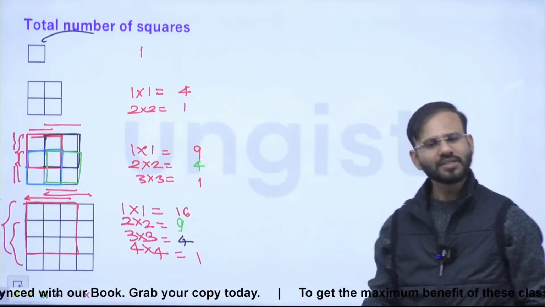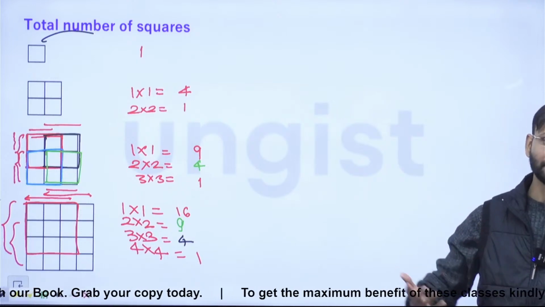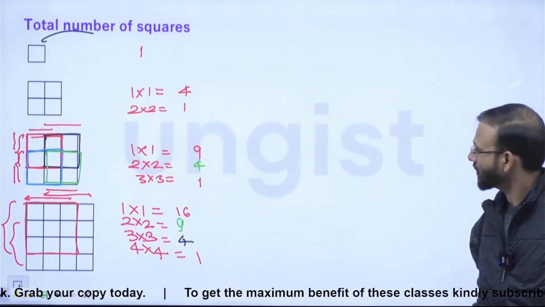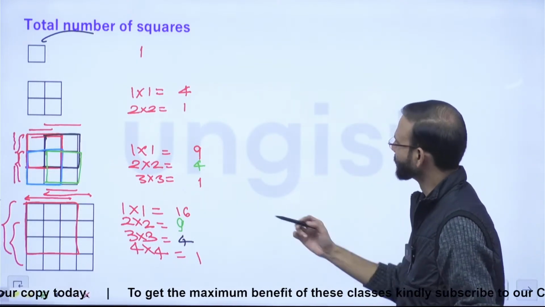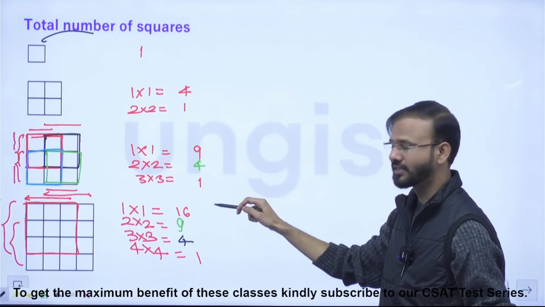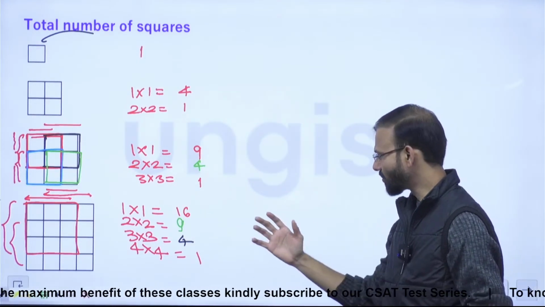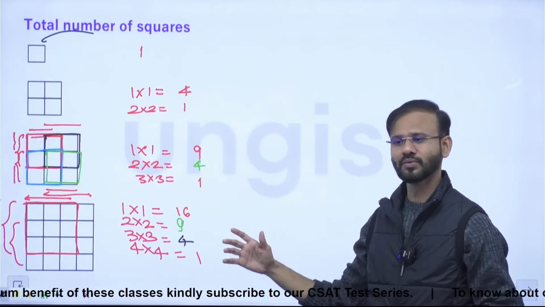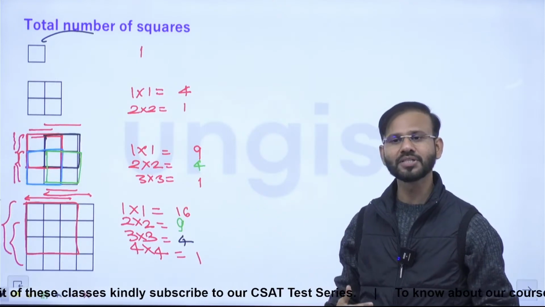So total means what? Sum. You need to add them, right? So guys, you just have to add here 1 plus 4, 1 plus 4 plus 9, 1 plus 4 plus 9 plus 16, right? Guys, just observe these numbers.